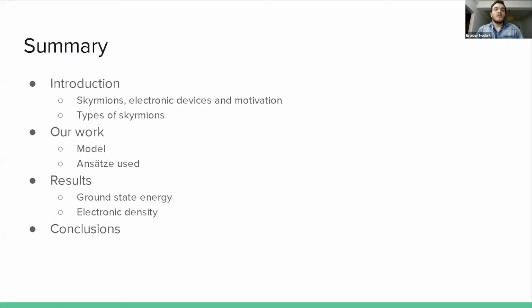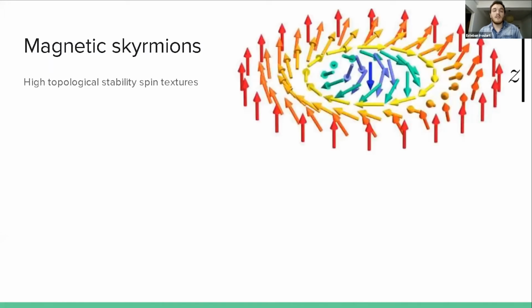This is a summary of what's going to be my talk. I shall begin with the introduction and talk about skyrmions. You might already know what magnetic skyrmions are. They are spin textures with some interesting properties, such as a high topological stability and emergent electrodynamics.